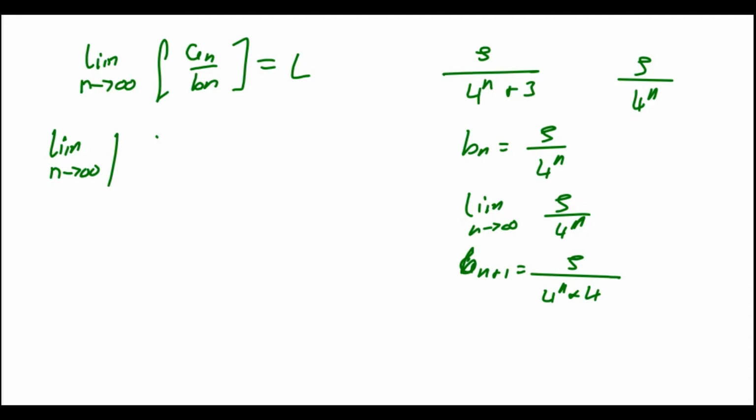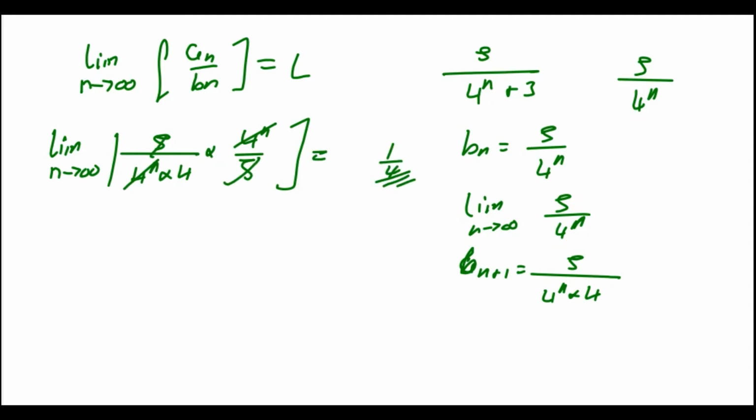So b sub n plus 1, I find that is 5 over 4 to the power n multiplied by 4, multiplied by the reciprocal of b sub n itself, which is 4 to the n divided by 5. So this cancels and that cancels. We end up with 1 over 4. That's what we have. So we observe that this converges. We have gotten 1 over 4, that converges.